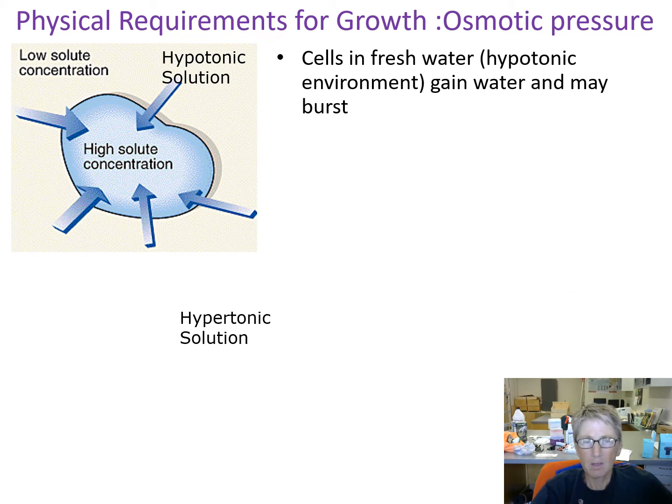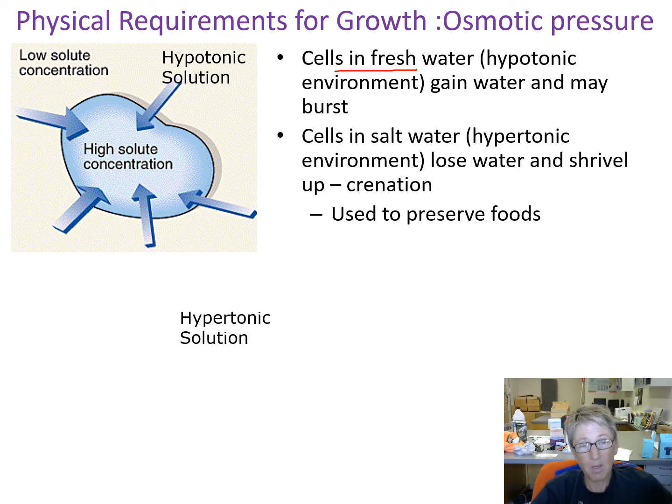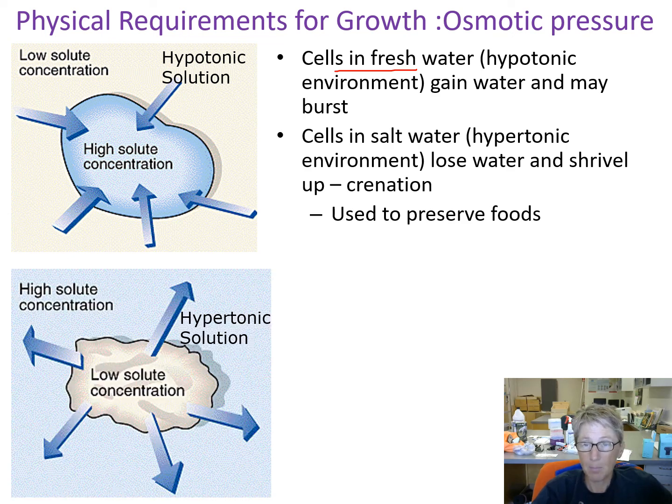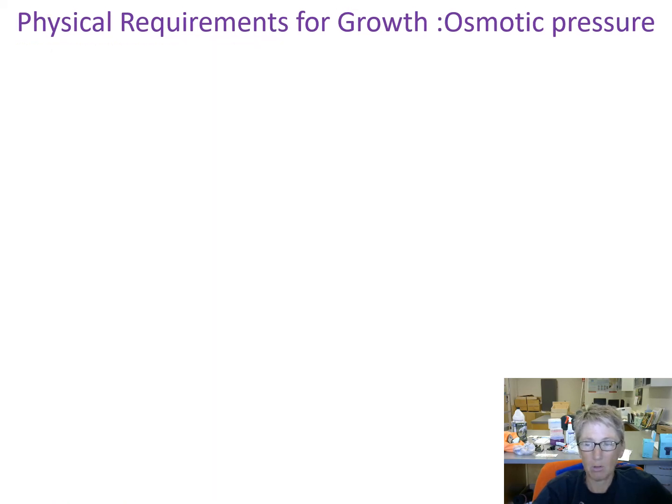Cells that find themselves in fresh water, a hypotonic environment, gain water and could burst. Bacterial cells, for example, that find themselves in salt water, a hypertonic solution, lose water, shrivel up and die. That's called crenation. And you use this technique to preserve foods. So you have a salty environment, and the microbes around that food will die.